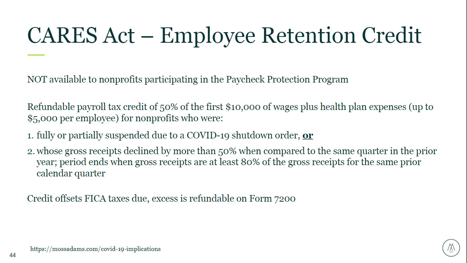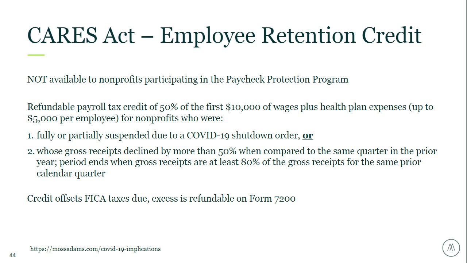One thing to note is the employee retention tax credit was not available to nonprofits participating in the Paycheck Protection Program. But what it does provide is a refundable payroll tax credit of 50% of the first $10,000 of wages plus health plan expenses, so up to $5,000 per employee, for nonprofits who were, one, either fully or partially suspended due to a COVID-19 shutdown order, which I imagine most businesses have. If you were in an area with a shelter-in-place order, this likely would affect you. Or two, whose gross receipts declined by more than 50% when compared to the same quarter in the prior year.